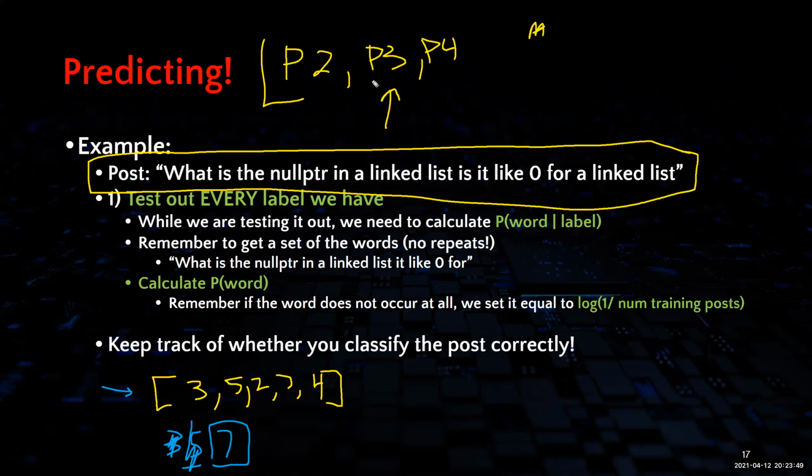And I say, is that better than P2? If it's better than P2, that means P3 is my current best, meaning it's my predicted label. And then I'll compare P4 to my current best. I'll say, is P4 better than my current best? And if it is, then P4 will be my predicted label. After that, I have no more labels to look at, so my while loop terminates, and I'm left with a prediction and a log score.